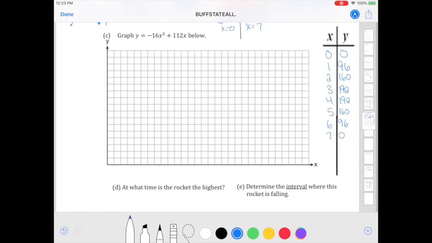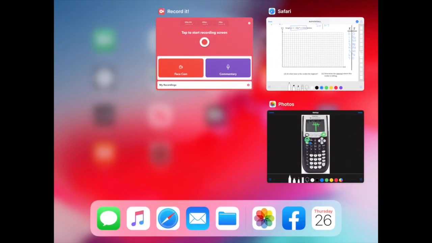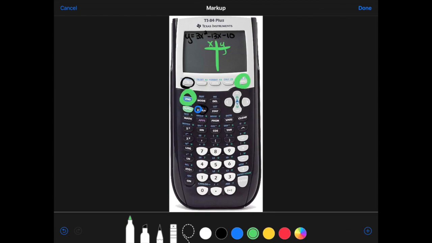This is fun how things are just popping up in this video. Good stuff. All right, we're going to go over graphing. One more example. So part C says graph this right here, y equals negative 16x squared plus 112x below. So what I'm going to do is grab my calculator. I'm going to clear it all off so we can start from scratch.